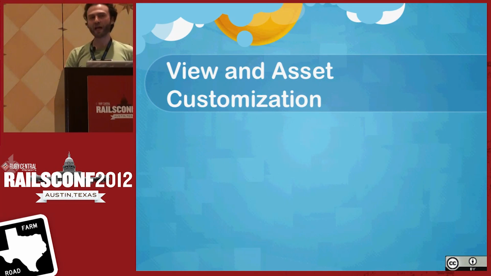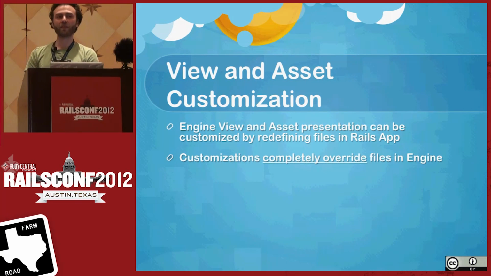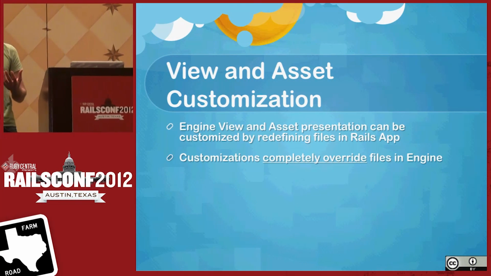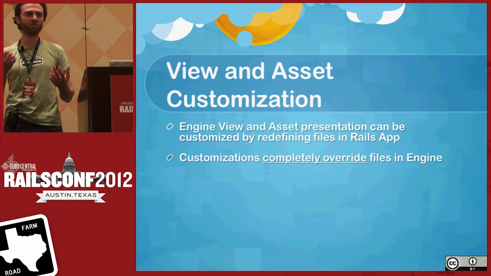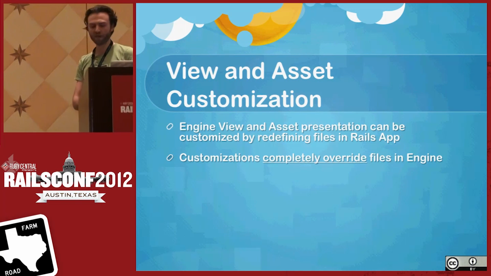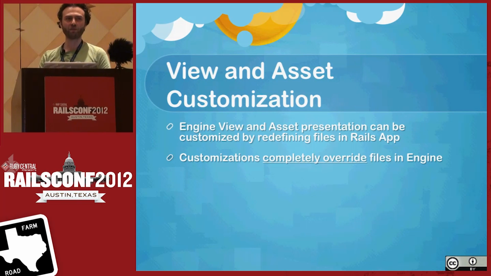OK, so what about view and asset customization? Engine view and asset presentation can also be customized. However, that's by redefining files in the Rails app, which actually completely override the files in the engine. So unlike Ruby files, which are open classes and they get mixed in, images and HTML ERB files don't get mixed in. If you define anything again in the app, it replaces whatever was defined in the engine. So be mindful of that, which is a part of the reason why I came up with some of the Rails engine patterns that will be mentioned in this talk, is to get around this limitation.